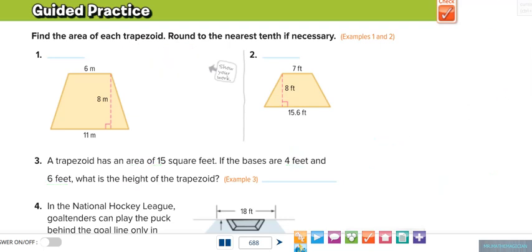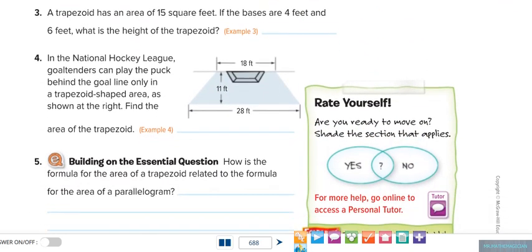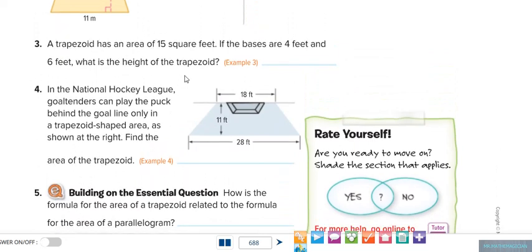Now, let's try to solve problem 4. In the National Hockey League, goaltenders can play the puck behind the goal line. This is behind. This is a goal line. They can move behind this goal and then they can score. Goaltenders can play puck behind the goal line only in a trapezoid shape area. As shown at the right, find the area of this trapezoid. So we need to find the area of this trapezoid. It's clear that this is the height and this is base 1 and base 2. This is direct problem. Let's try to solve it together.